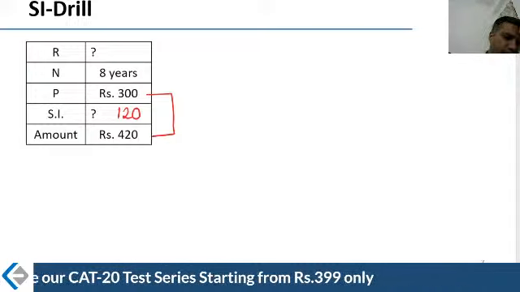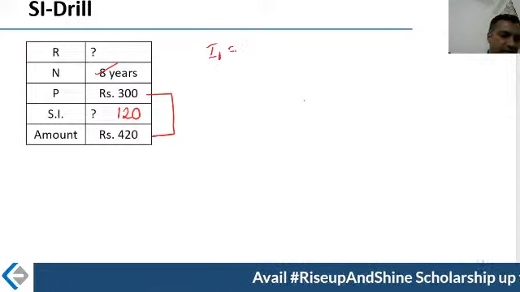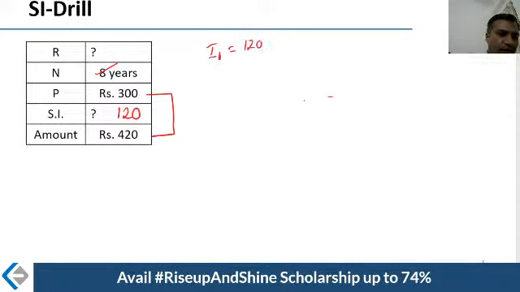Great. 120 for how many years? It's for 8 years. Therefore, what is the interest per year? 120 divided by 8, which is 15 rupees. That is the interest per year.